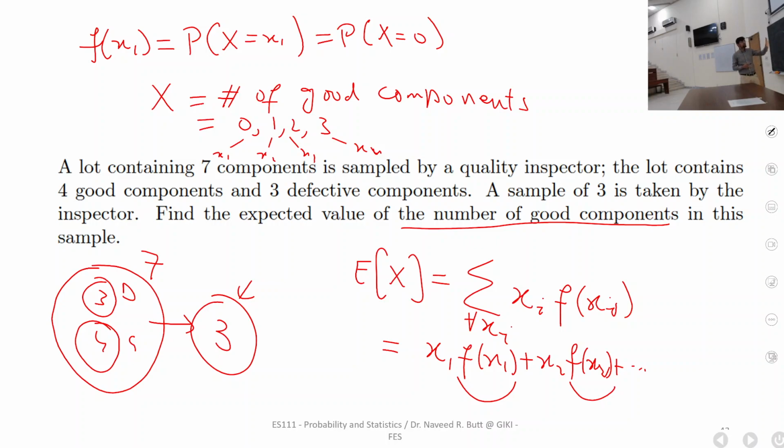Now let's do one of them. What's the probability that all three of them are defective? That would be your f(x3), or in this case actually x4, probability x equals 3. All the samples you took are good. So how do you calculate that from the given information?